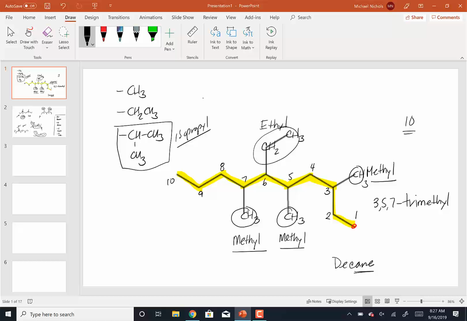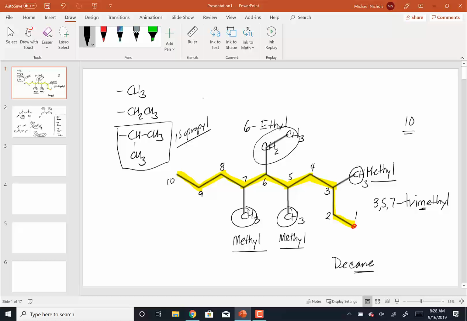For alphabetization, for the moment, you never alphabetize the di, tri, tetra. You always alphabetize the group that comes after that. Now, there is an exception to that, which we'll get to. But for the moment, you never alphabetize di and tri. Okay, so that's going to be based on M. And then what do I have? I've got a 6-ethyl group.